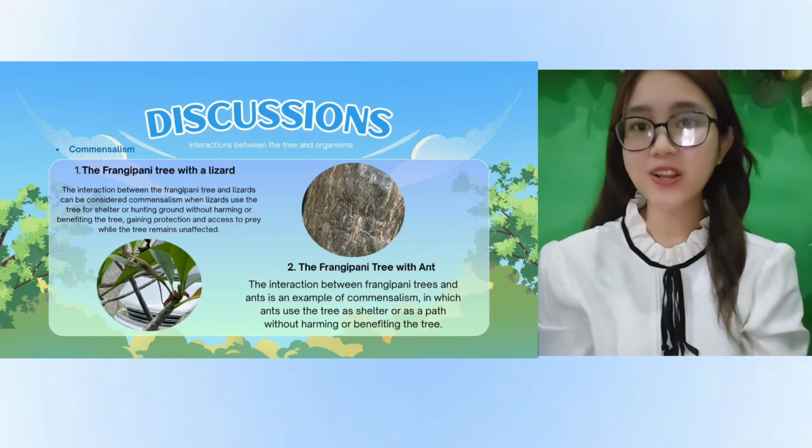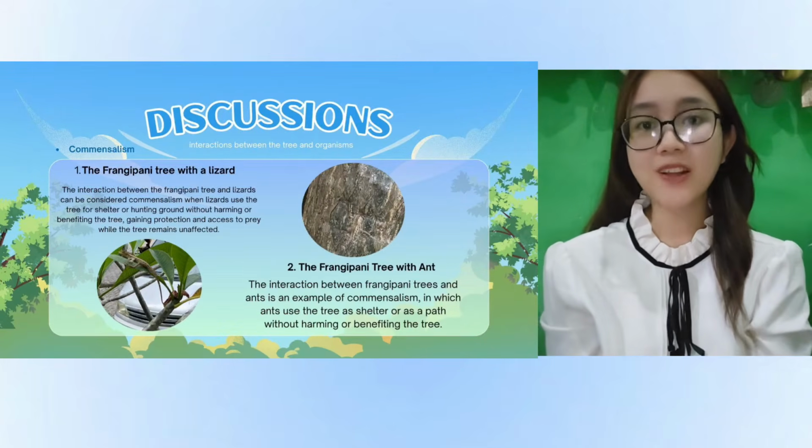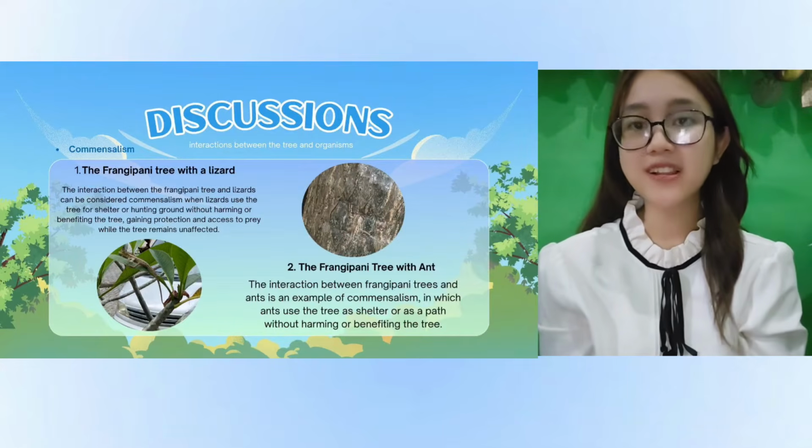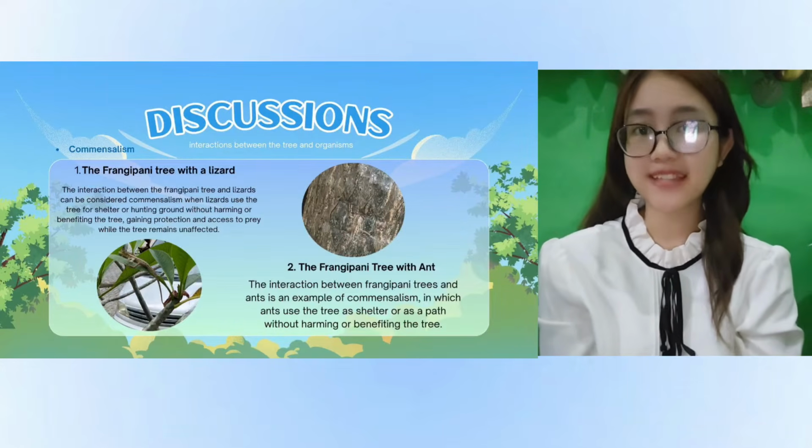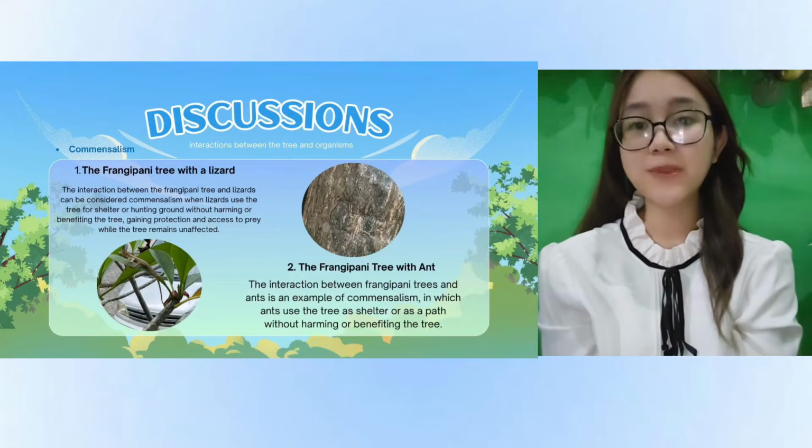Let's continue our discussion on the interaction between the frangipani tree and animals. On this slide, we're focusing on commensalism, a type of relationship where one organism benefits while the other is neither harmed nor helped. First, the frangipani tree with a lizard.